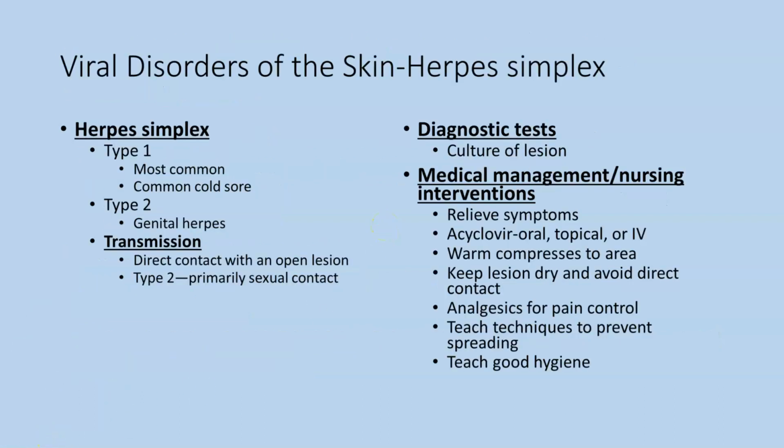Examples of viral skin disorders are herpes, type 1 and type 2. We know that this transmission is direct contact with an open lesion. Type 2 is primarily through sexual contact. Most commonly, you're going to do a lot of patient teaching, and you're going to put them on antiviral medications such as acyclovir. You're going to have to culture the lesion. So you're going to have to tell that client, if you suspect this, you need to come in when you're having a flare-up. Your goal is to relieve symptoms. Again, teach them about warm compresses, pain control, and obviously techniques to prevent the spread of infection.